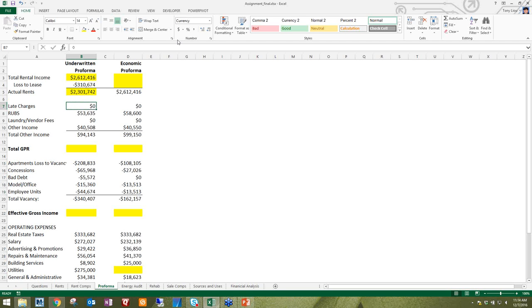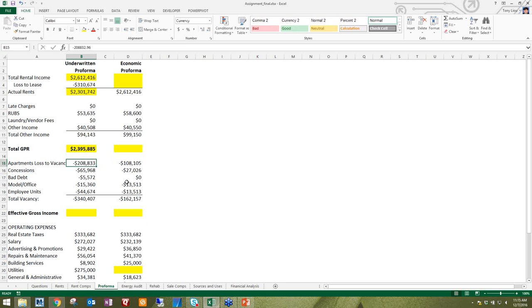So, according to the pro forma, they weren't getting any revenue there. RUBS, remember, that's the ratio utility billing system. So that allows us, the owner, to recoup some of the utility fees. So it's $53,000 in RUBS. Other income, this could be storage, it could be vending machines, it could be laundry. So total other income is $94,000. So total gross potential rent is the actual rent plus total other income. So we're looking at $2.39 million.